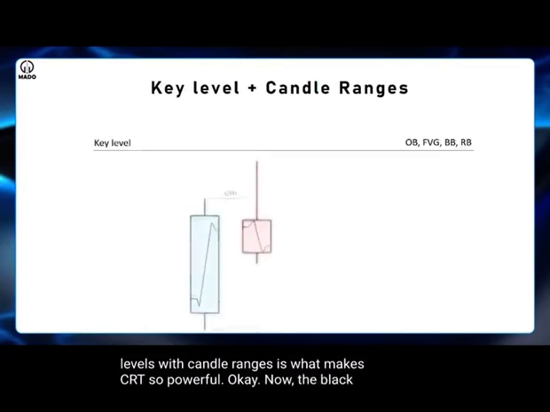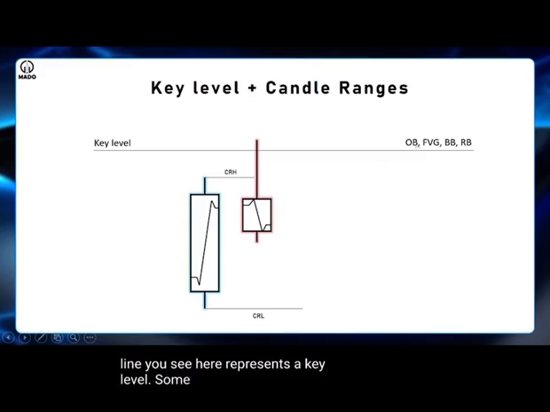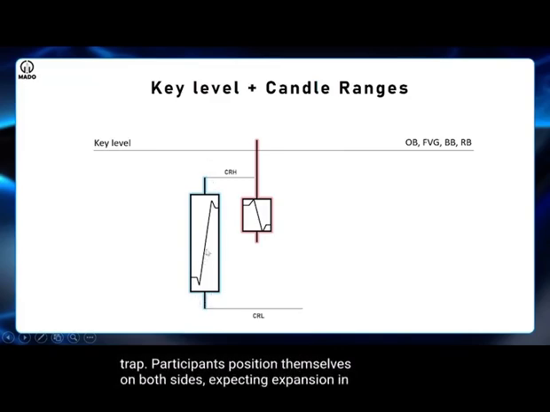Okay, now, the black line you see here represents a key level. Some of the most effective key levels include order blocks, fair value gaps, breaker blocks, rejection blocks, and of course, major highs and lows. Now look closely. The market first formed a candle range just below a key level. Whenever a range forms in this position, it naturally builds liquidity on both sides, buy-side liquidity above the range and sell-side liquidity below it. This is how the market sets its trap. Participants position themselves on both sides, expecting expansion in either direction.